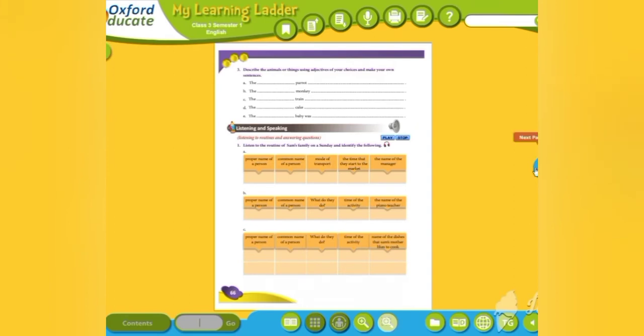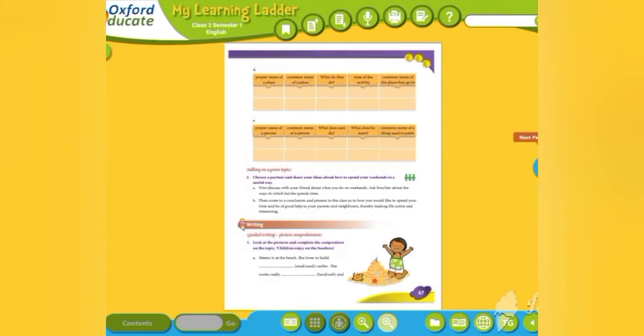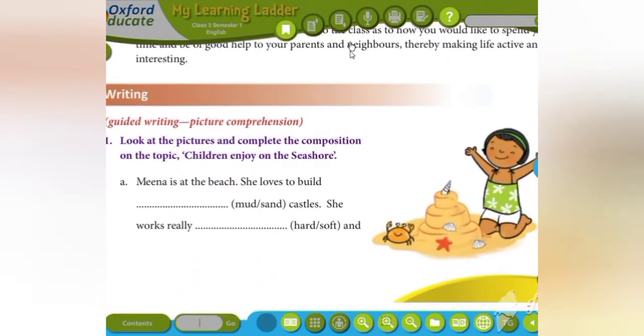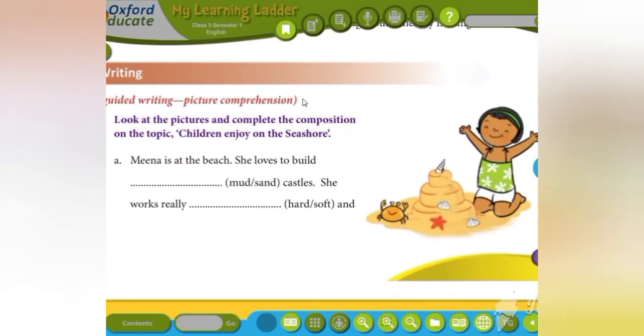Yes. Here it is. So this is what you don't want to do. Okay, my dear kids? Just leave this page. Yes. Now here in this page, you'll have, look at the pictures and complete the composition on the topic children enjoy on the seashore. So you have to read and you have to mark.